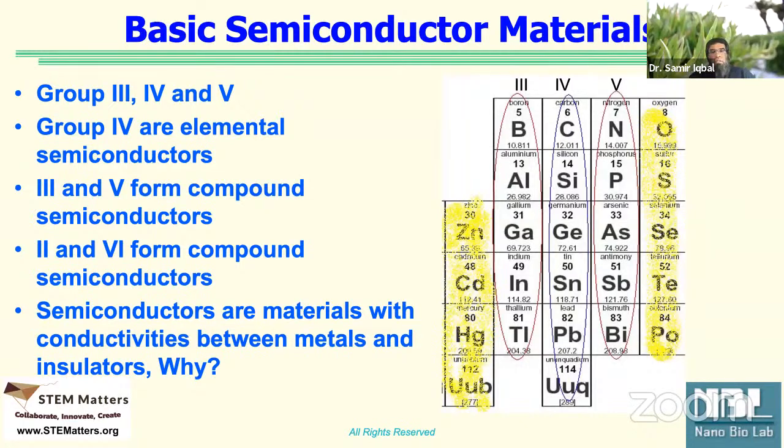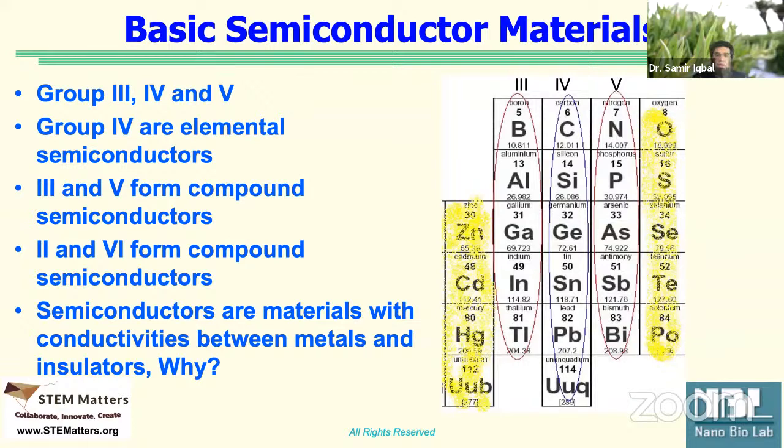All right. So we know the periodic table from high school chemistry. In that periodic table, we identify group 4 elements. Group 4 elements are like carbon, silicon, germanium, tin, and lead. And we use them as elemental semiconductors. We use them without adding any other. We're not talking about impurity right now. We're just talking about bare semiconductor materials.